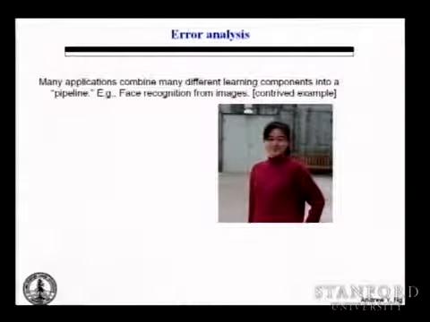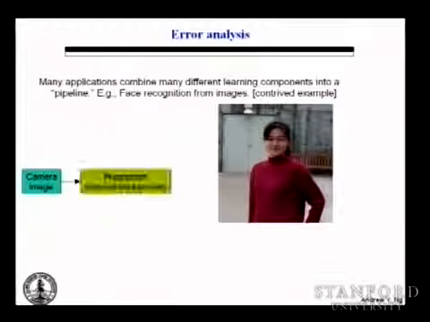There are many AI systems, many machine learning systems that combine many different components into a pipeline. Here's a contrived example, but it's not dissimilar in many ways from the actual machine learning systems you see. Let's say you want to recognize people from images. This is a picture of one of my friends. You take as input a camera image, say, and you often run it through a long pipeline.